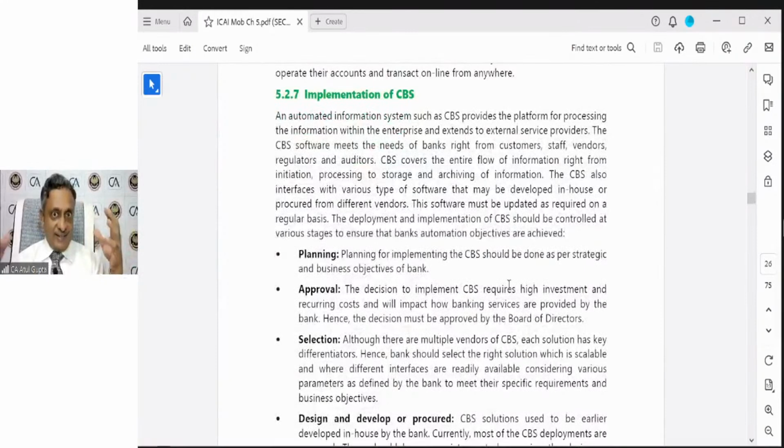Now, how it is implemented. This is important. And please understand that, this paper being there or not being there, once you become chartered accountants, this aspect of implementing a core banking system is where you all can play a role. So this is an opportunity that you are reading through.